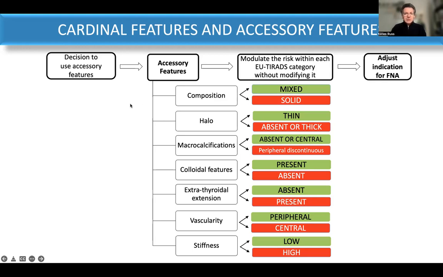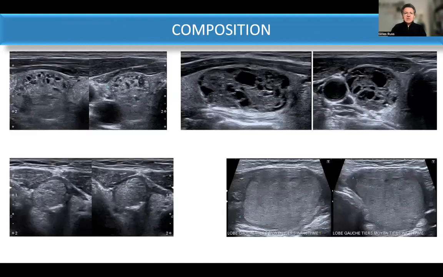So these accessory US features are composition, halo, macrocalcifications, colloidal features, extrathyroidal extension, vascularity, and stiffness, depending on the fact that they are present or absent. This will in turn modulate the risk of malignancy, but there again, not modify the EU-TIRADS score. So let me show you some examples.